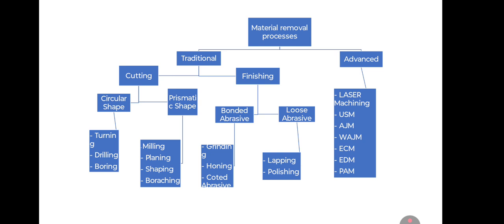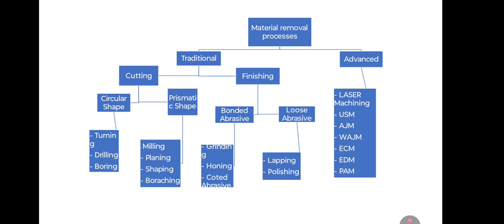Then for finishing, if it is a bonded abrasive, then grinding, honing and coated abrasive processes are there. And for loose abrasive, there are lapping and polishing. So this is the overall generalized classification of material removal processes. With this we will conclude here.